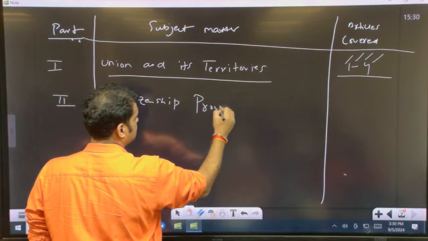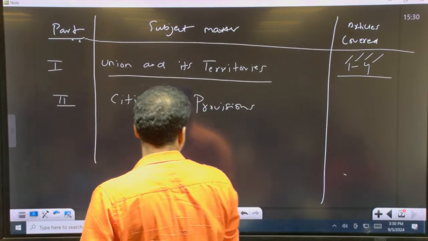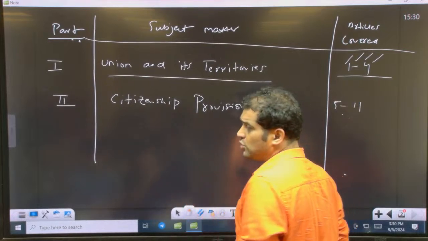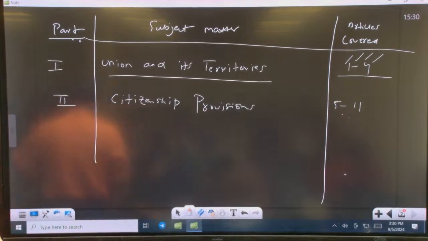Citizenship provisions. The articles it deals with are from 5 to 11. After having decided the territorial extent, the territorial boundaries of India, the second most important thing which the framers of the constitution thought was to decide upon these citizenship provisions.